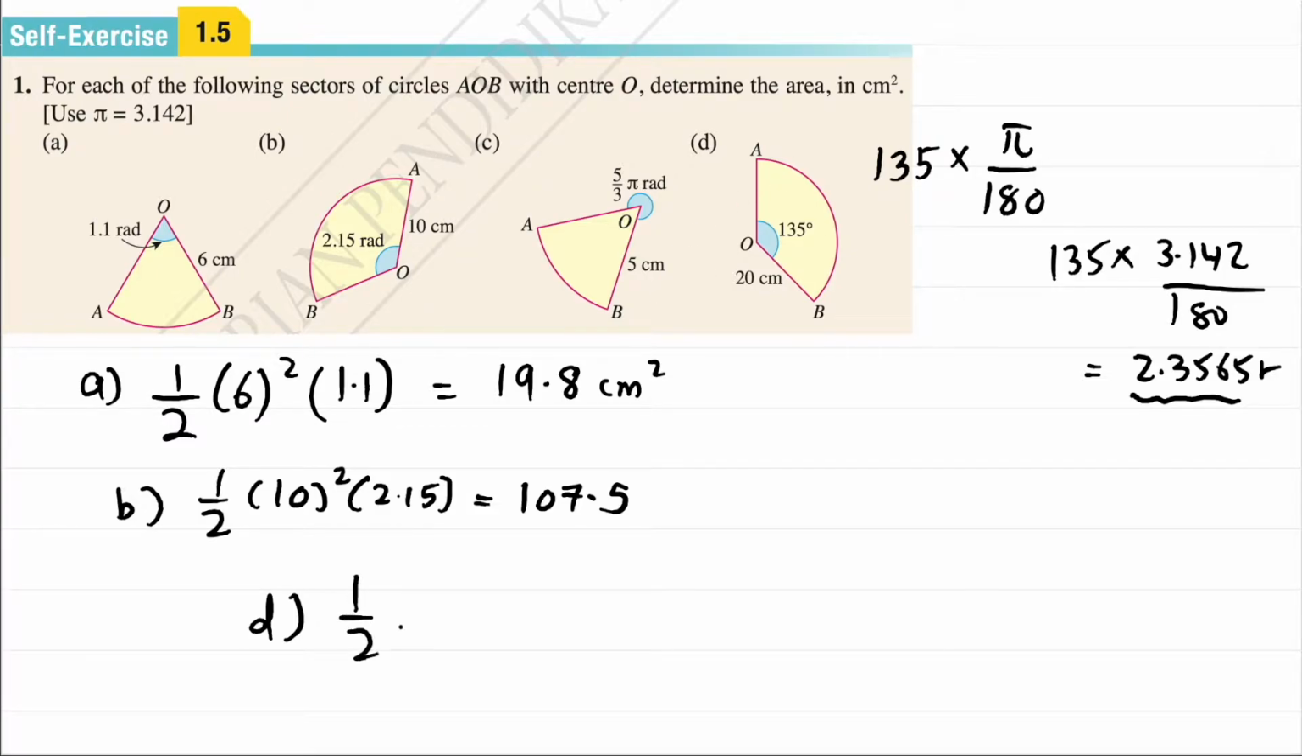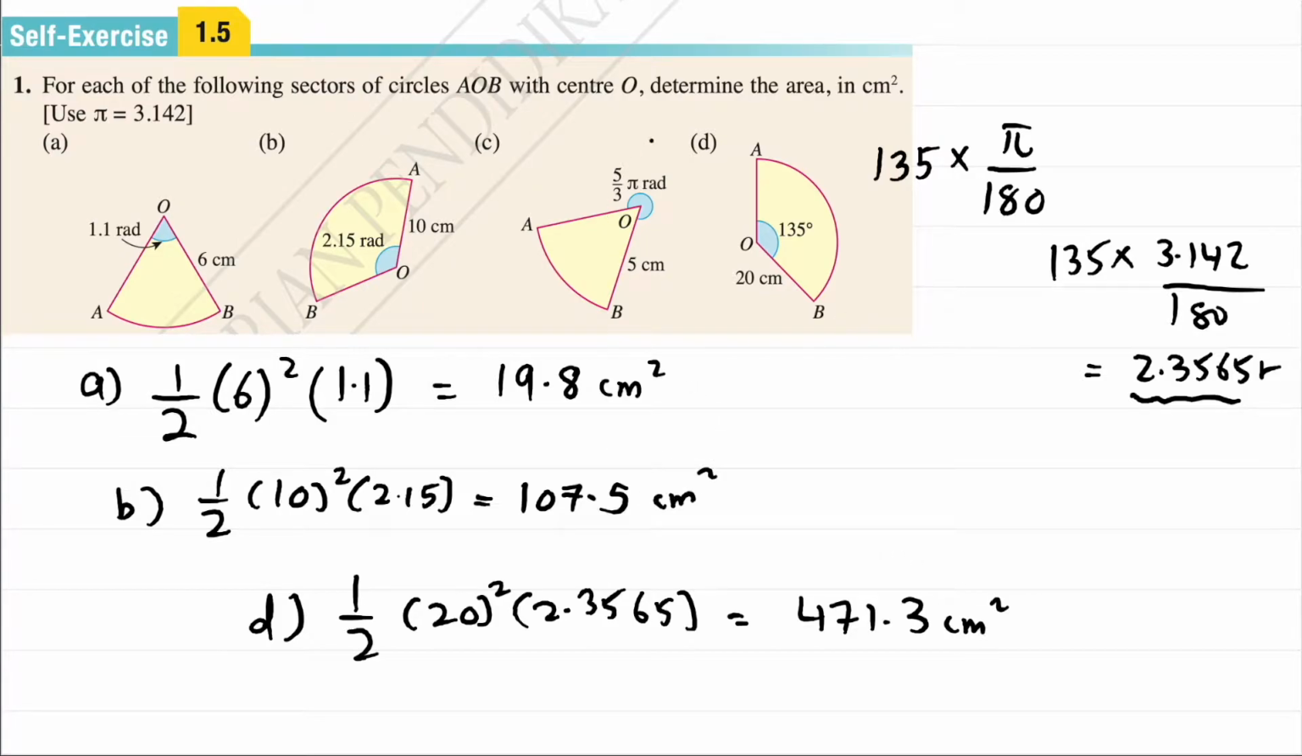So 1 over 2, radius 20 square. Now instead of 135, you put the 2.3565. Press your calculator, you will get the answer 471.3 cm square. So bear in mind, please convert this to radian, because if you don't convert it, you just straight away substitute the 135 here, then your answer is going to be wrong. Okay, rugi.